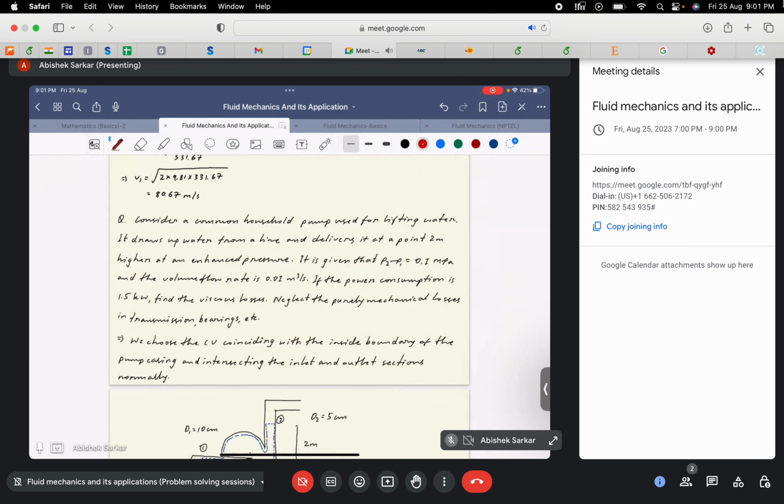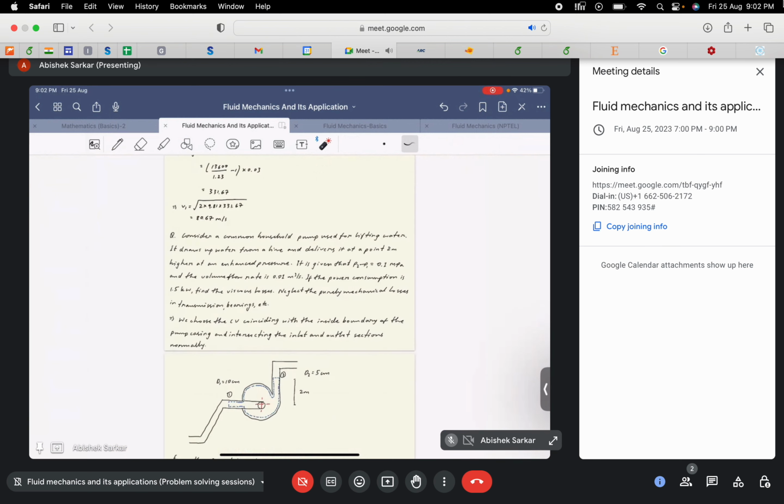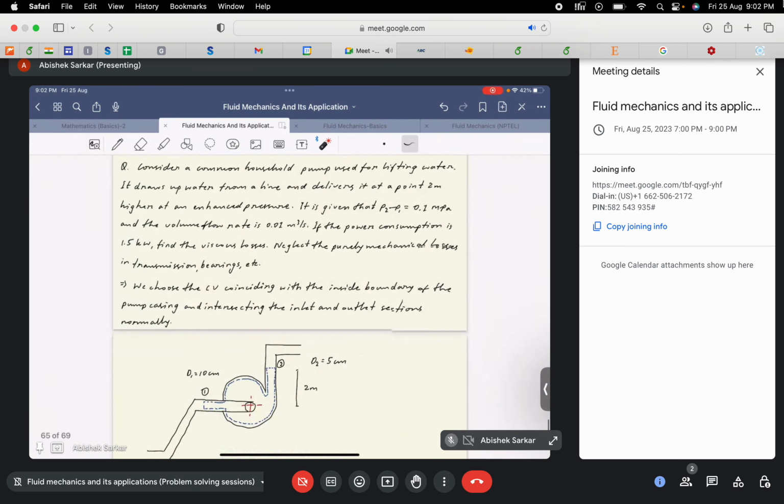So consider a common household pump used for lifting water. Okay, pump. It draws up water from a line, or from a reservoir, and delivers it 0.2 meter higher at an enhanced pressure. Okay, it is given that P2 minus P1 is equal to 0.1 megapascal. It would be better if we just read the question while looking at the diagram.